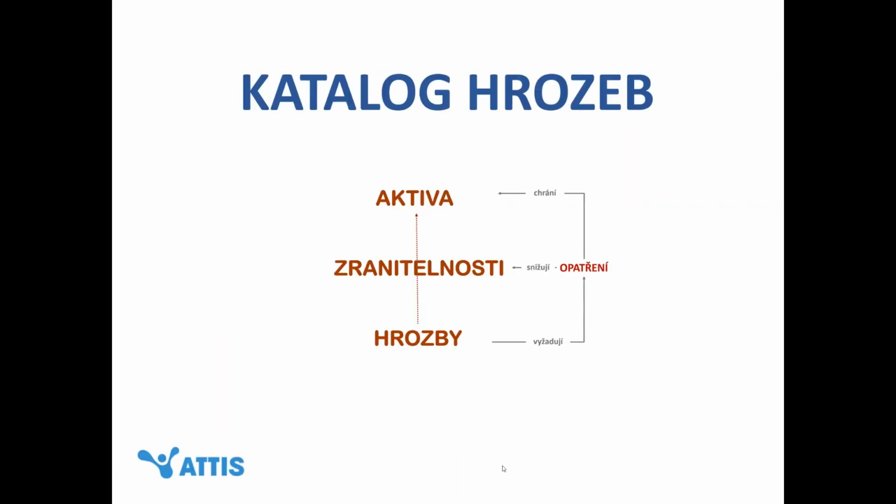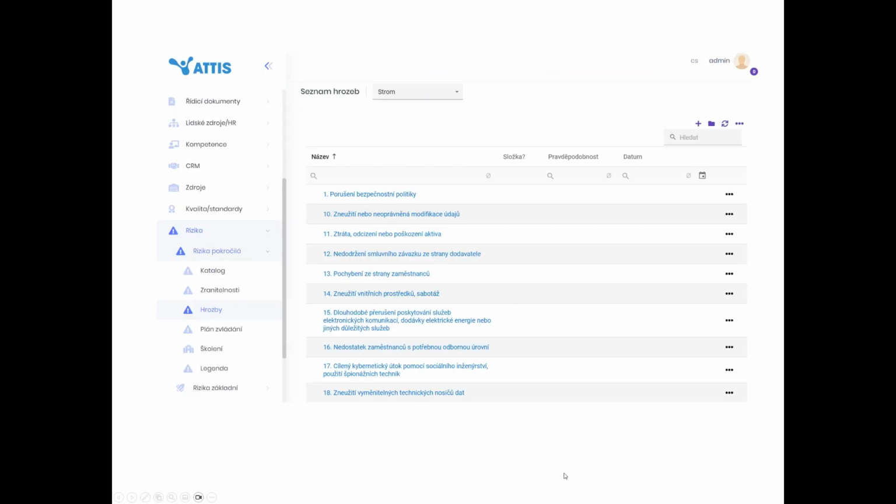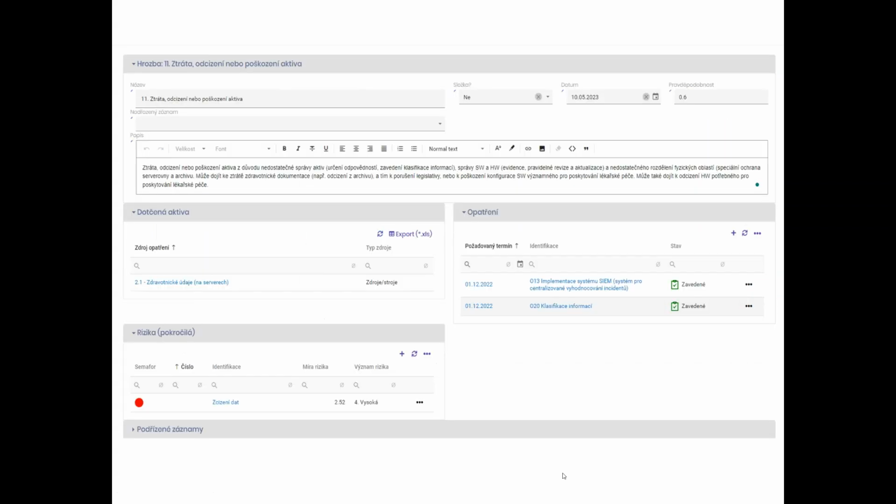Threat Catalog. Threats are potential events that are a source of risk. In ATTIS, threats are recorded in a separate catalog, which can be displayed in the form of a tree or a well-arranged table. A threat can be preliminarily assessed in terms of the probability that it will materialize. For each threat, the assets that are threatened by the threat are listed. The risks that arise from the threat, as well as risk mitigation measures that are aimed at mitigating a specific threat.